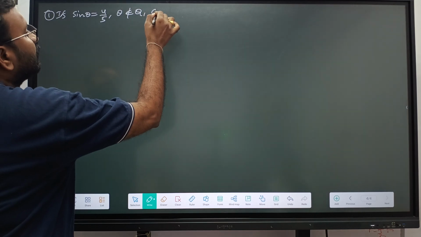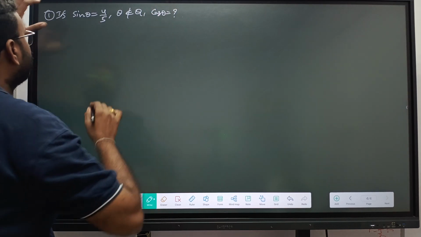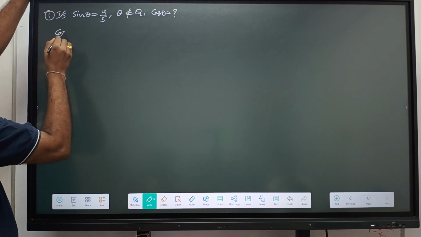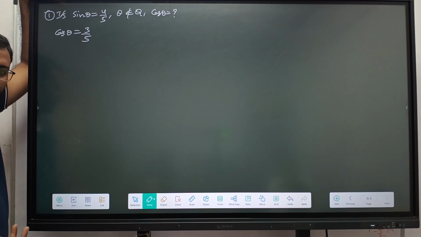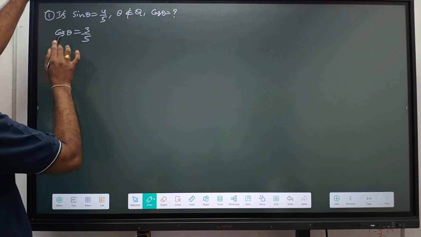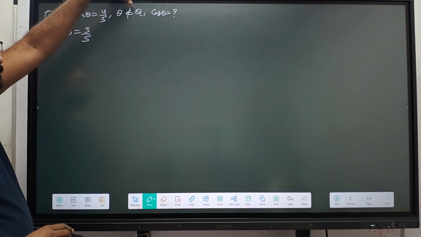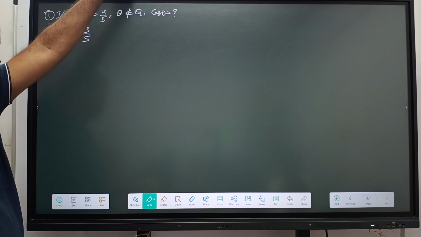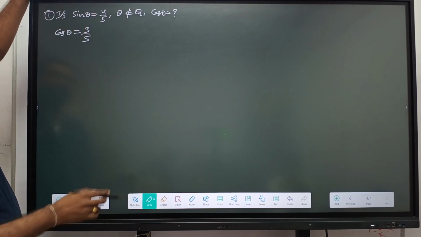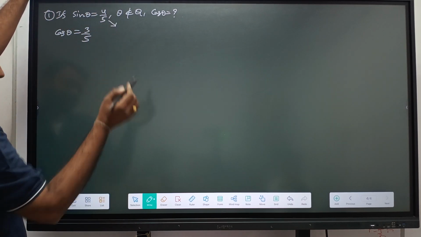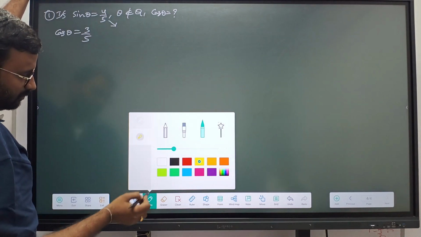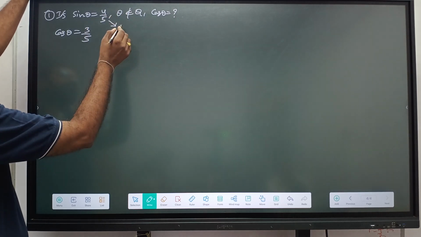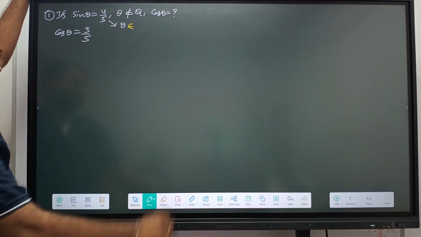What is cos theta? See, sin theta 4 by 5 means cos theta what? 3 by 5 from right angle triangle, 3, 4, 5. Okay now. So cos theta is 3 by 5, but it is telling theta not in Q1. Theta not in Q1 means theta belongs to which quadrant?